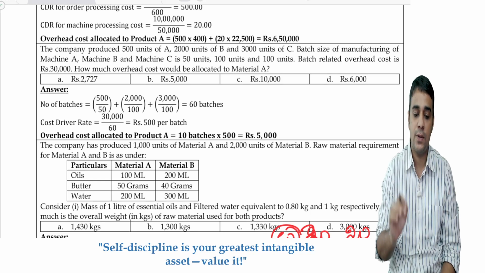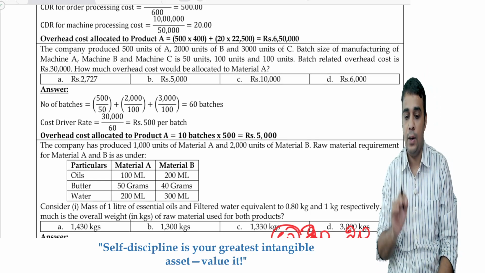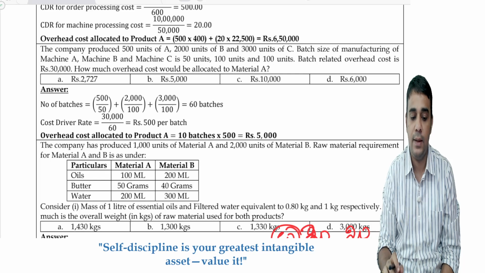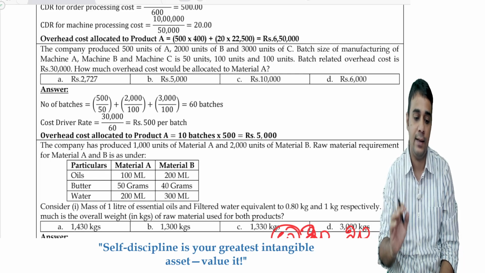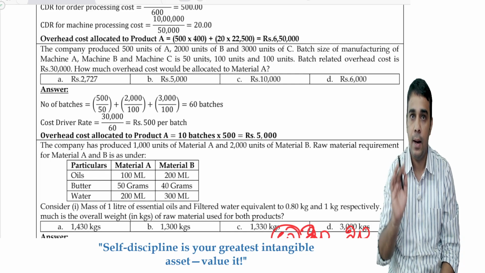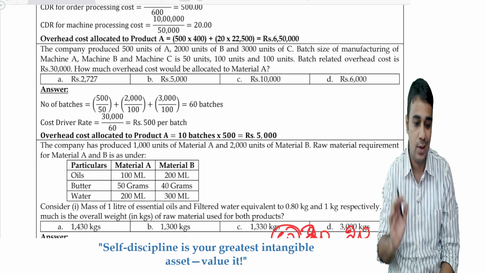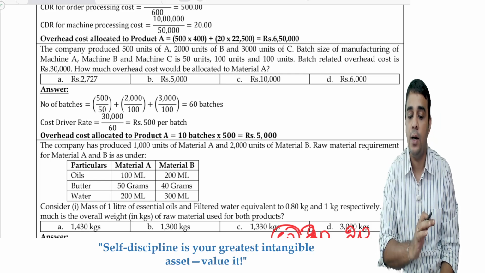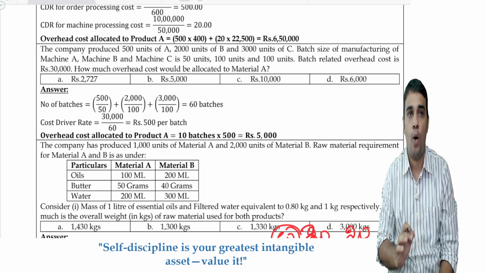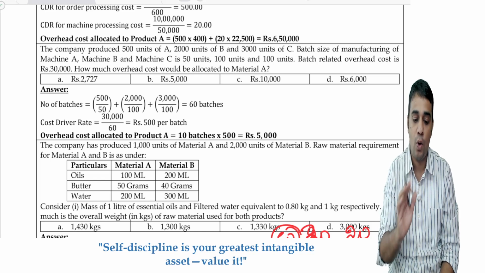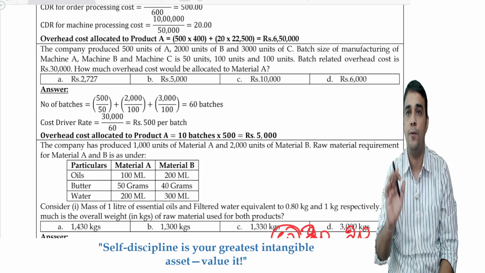The company produced 1000 units of material A and 2000 units of material B. The raw material requirement for material A and B is as under: oil, butter, water. The mass of 1 liter of oil and filtered water is equivalent to 0.80 kg and 1 kg respectively. What is the overall weight in kg of raw material for both the products?